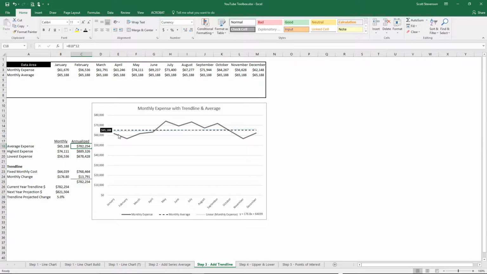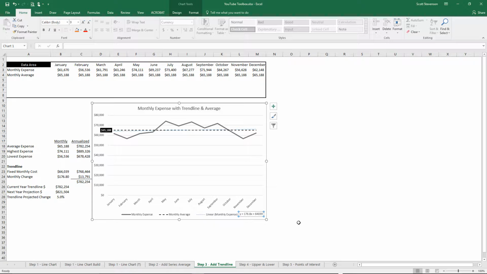Basically what it's doing is flattening out this line to give you a straight line, and as you may know, a straight line has an equation. The straight line has a fixed amount plus a slope that will indicate the growth or decline of the line over the period of time you're looking at. And in this case, the formula for this particular line is $176.80 per month plus a base of 64,039.